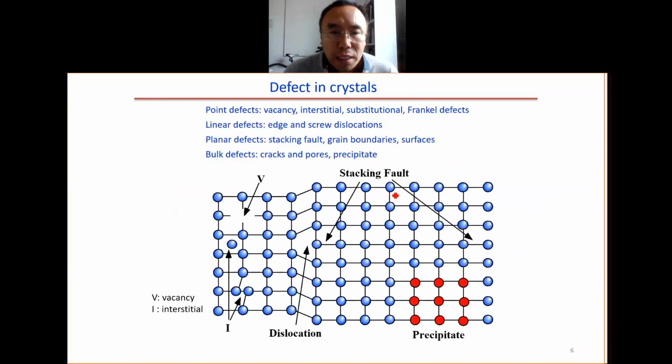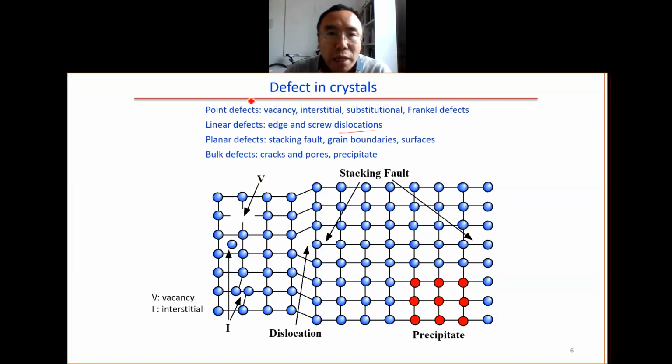Now, about defects. In an ideal single crystal there is no defect, but in reality there are defects. We have point defects; line defects, which are mainly dislocations; and planar defects, such as stacking faults, grain boundaries, and surfaces. Then there are bulk defects, like cracks, voids, pores, and precipitates.